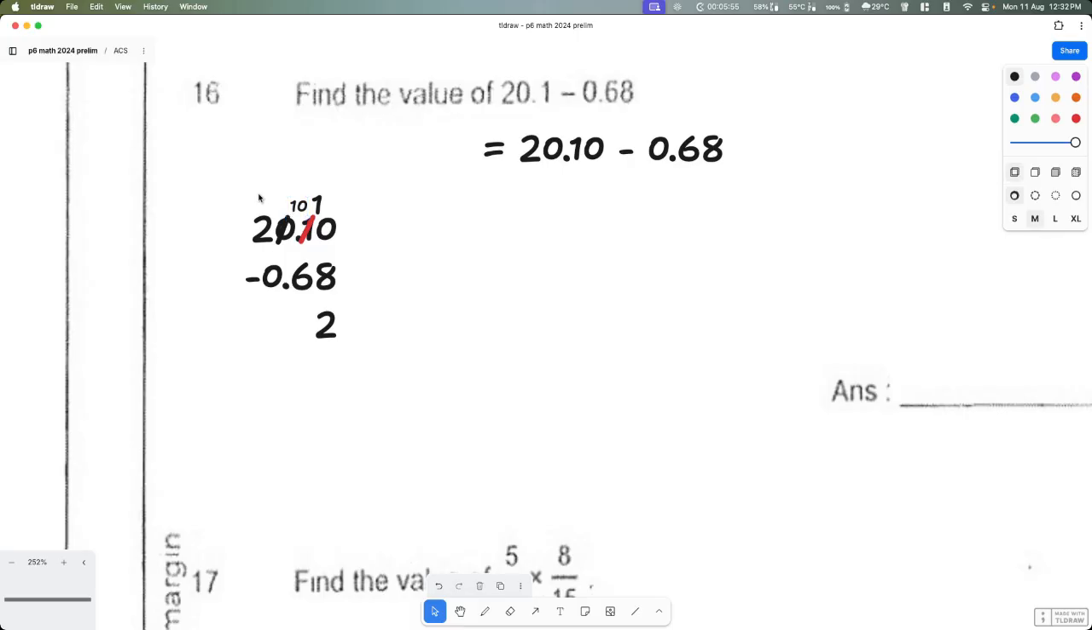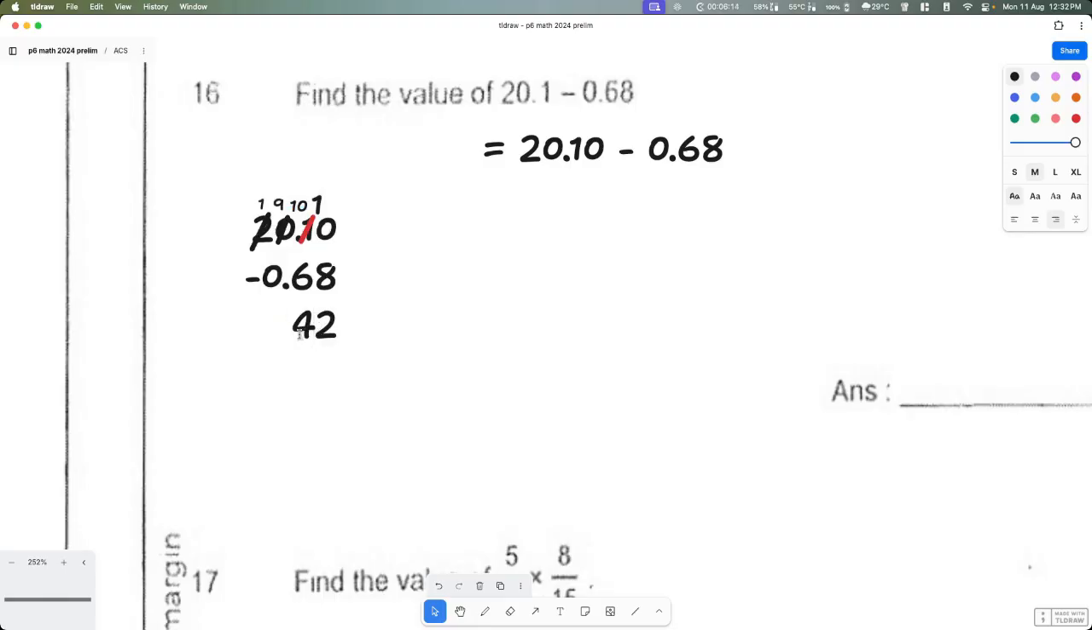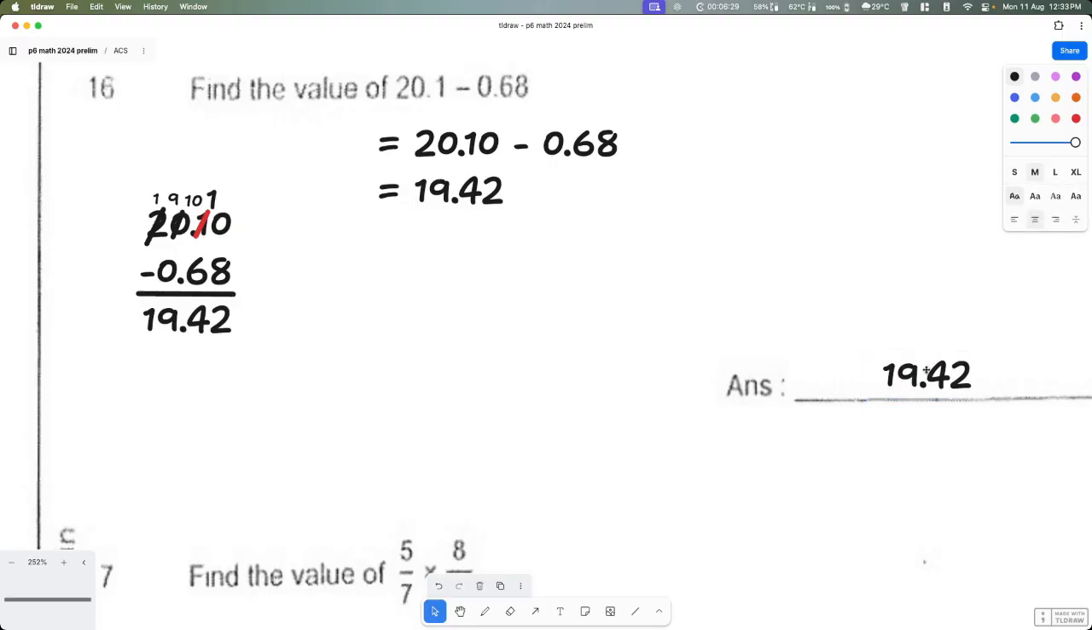So just copy this and paste it over here. This should be 9 instead. And then after that, this 2. Let me make another line. This will be 1. From here, we have 10 minus 6, which is 4. And then the point. So we have 1, 9, or 19. So there you go, the answer to this question is 19.42.